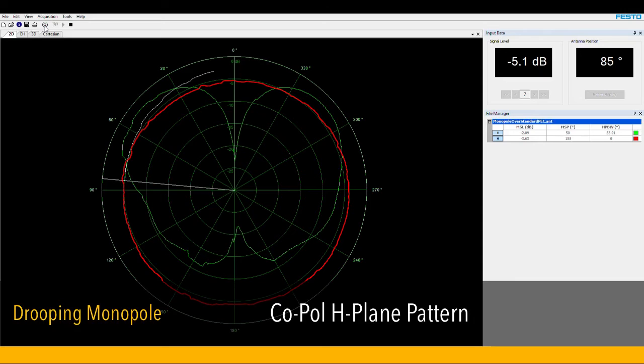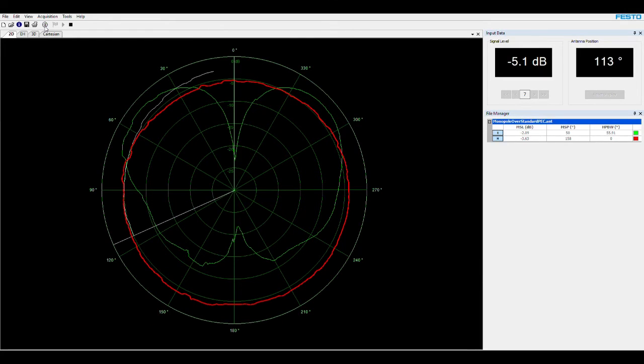What you perhaps notice here is exactly what we expect, because this drooping monopole still needs to be omnidirectional in the H-plane. So we get almost a circle. This is consistent with what we expect. Now, if you want to compare the H-plane of this antenna with the H-plane of the standard monopole, one factor that needs to be taken into account is, according to the theory presented in the student manual, this drooping monopole has a closer impedance match to the 50 ohm coaxial cable.